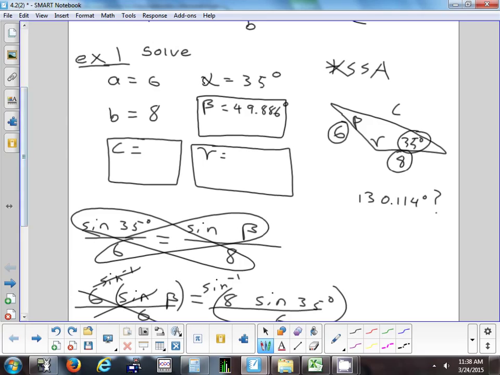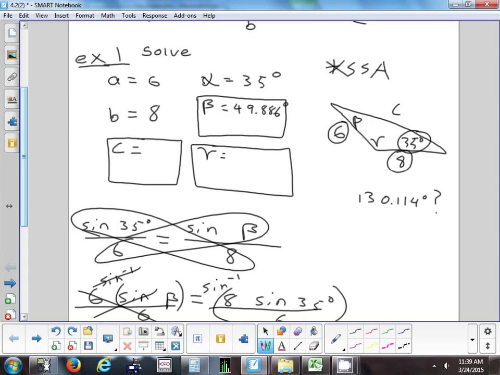Okay. Not saying that is the second answer. We have to check and see if it would fit in the triangle. Okay, so JC, what angle were we given to start? 35. We were given 35. Is it possible to fit something that's 130 and a 35 in the same triangle? Yes. If you add up 130.114 and 35, it only adds up to 165. That's below 180. So the second answer does work.